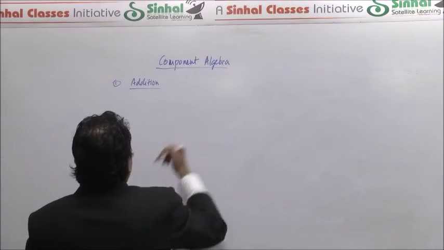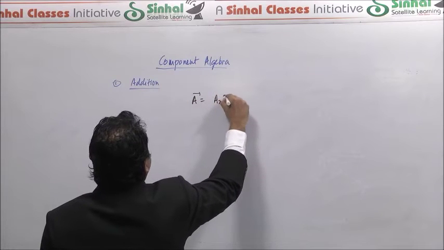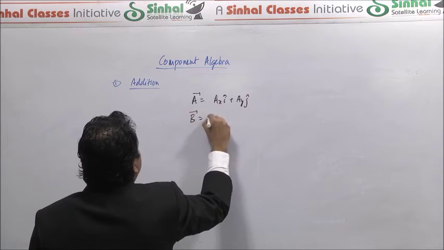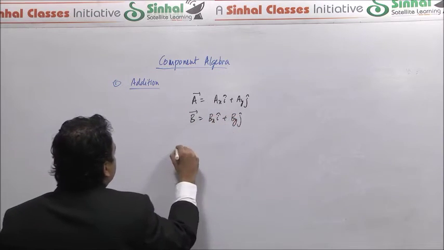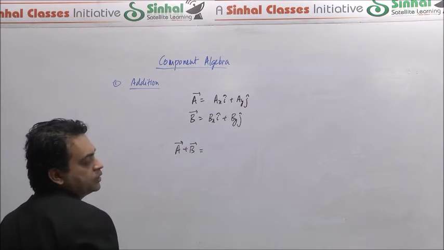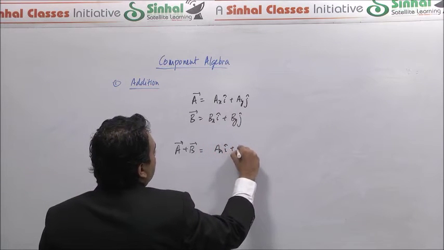So given that a vector A is Ax i cap plus Ay j cap, and a vector B is Bx i cap plus By j cap. Now the vector A plus B, how would we work that out? So we have to just sum up these two. So express A in component form.